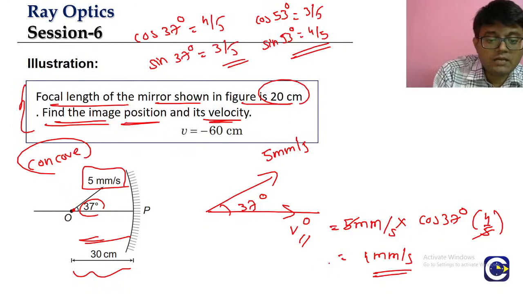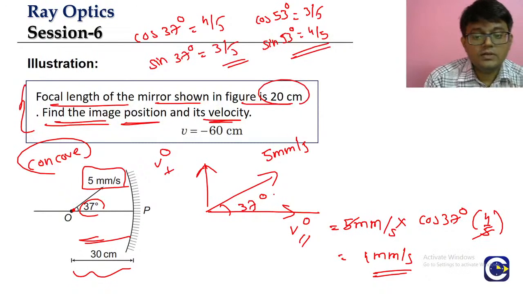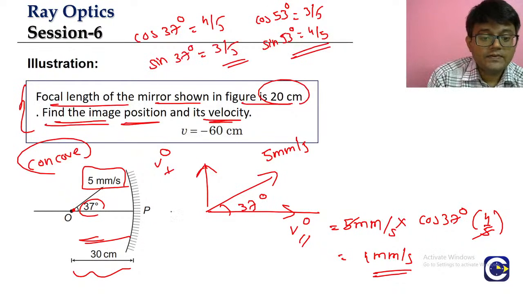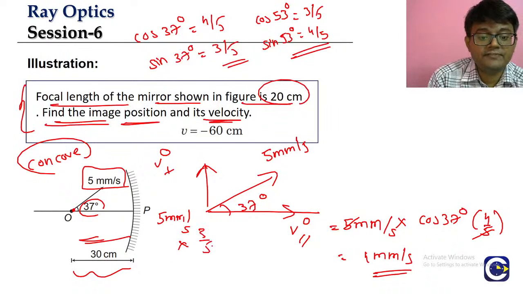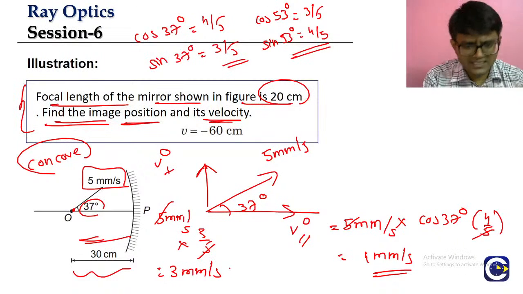Now what about the component perpendicular to the principal axis? It will be sin 37, like V cos theta, V sin theta. So it is 5 millimeter per second into sin 37. Sin 37 is 3 by 5, so the 5 is cancelled. What is it, guys? 3 millimeter per second. It's just resolving.